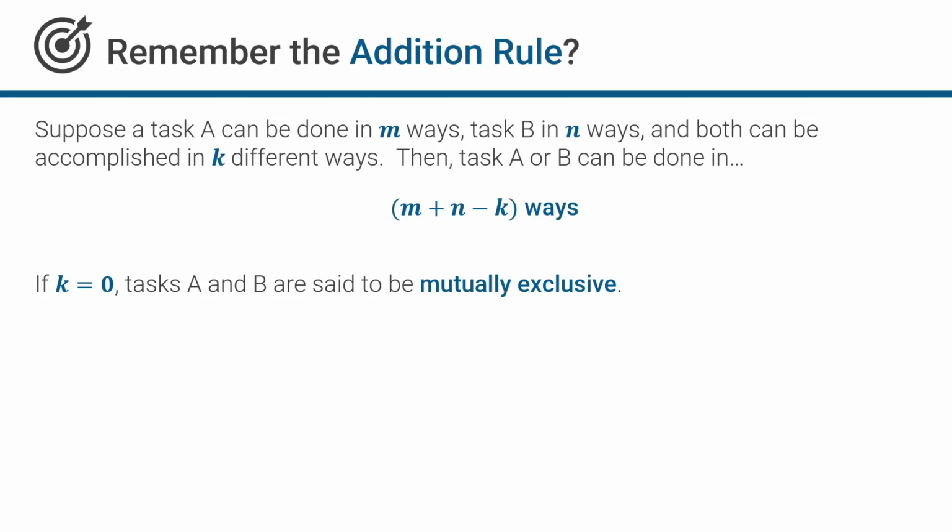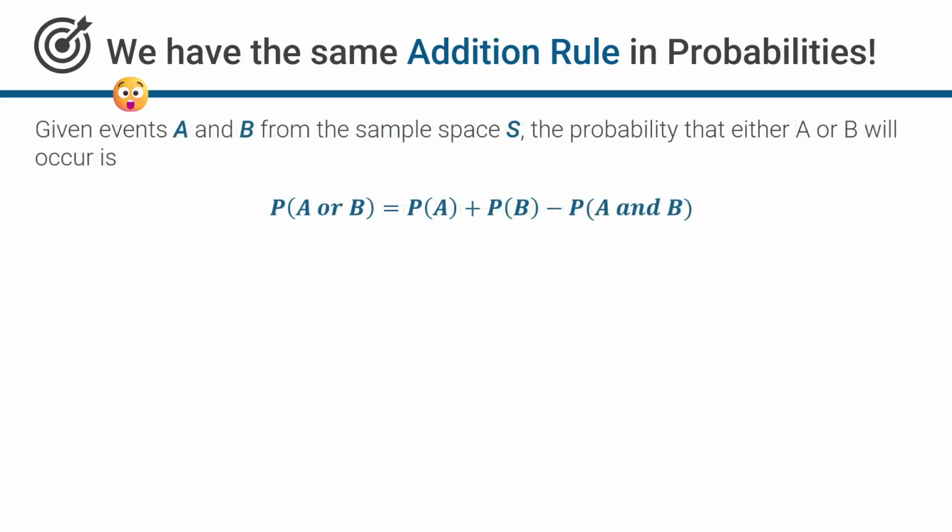So this will become clearer later on how we're going to be doing this. But just for now, take the picture of M plus N minus K. It's supposed to be the same with probability.